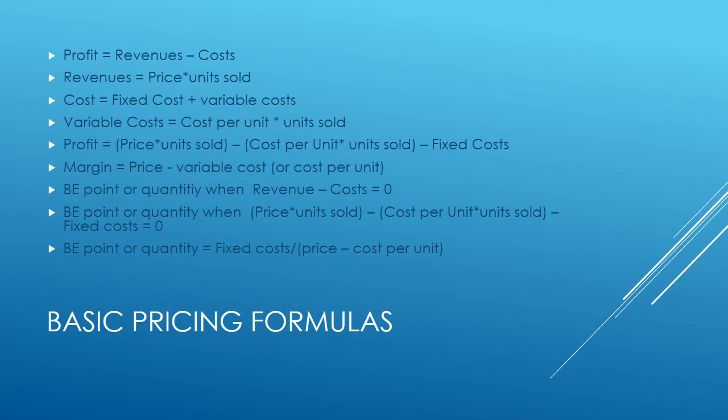And then the break-even point is when revenues equal costs. So the break-even quantity is the fixed cost divided by the margin, that is price minus cost of goods sold. That determines the break-even point or quantity.